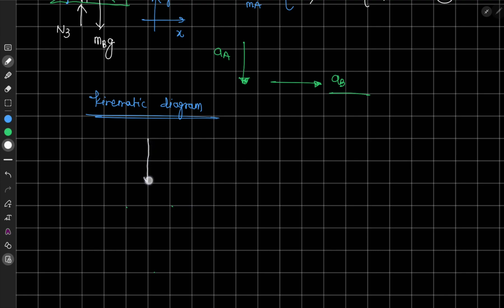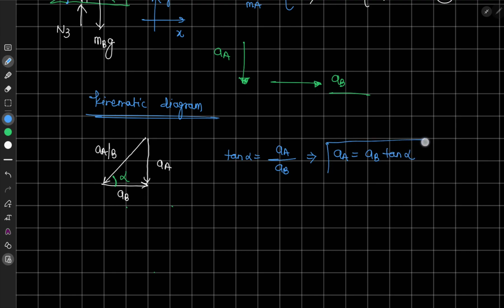So this is the acceleration of A. We have the acceleration of B in the horizontal direction. So this is acceleration of A with respect to B, and this particular angle is alpha. So from this triangle we can write tan of alpha is equal to acceleration of A upon acceleration of B. So we can write acceleration of A is equal to aB times tan alpha. Okay, so this is the fourth equation we are having.